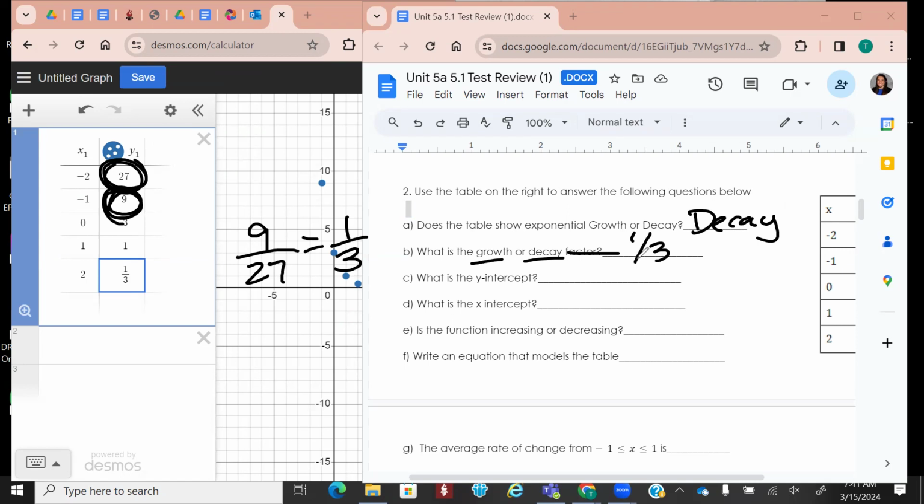What is the y-intercept? Well, if we look at our table, when x is 0, our y is 3. So we're going to write it out as (0, 3).